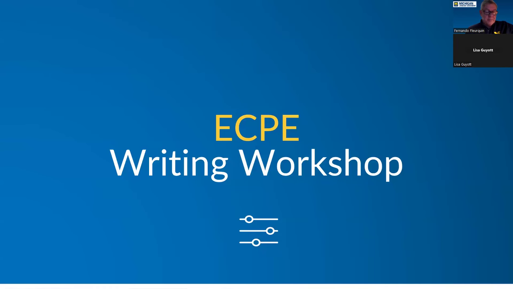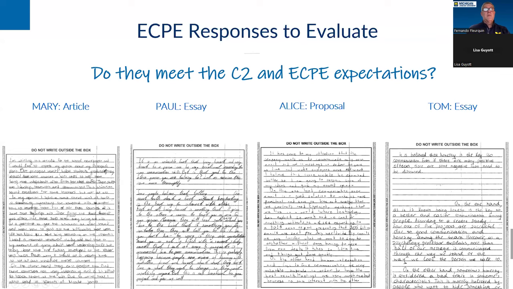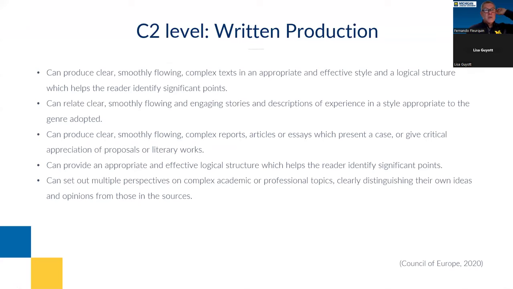Let's move on to the next worksheet section, in this case about ECPE. You will have four samples to read: an article, an essay, a proposal, and another essay. Remember whether they're meeting the C2 expectations. These are the prompts, so take screenshots or remember those. You saw them, and this is the description of the C2 level in terms of general expectations: multiple perspectives, complex academic and professional topics, including sources, presenting a case.